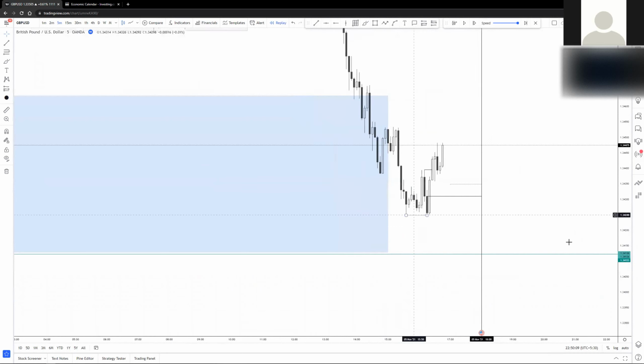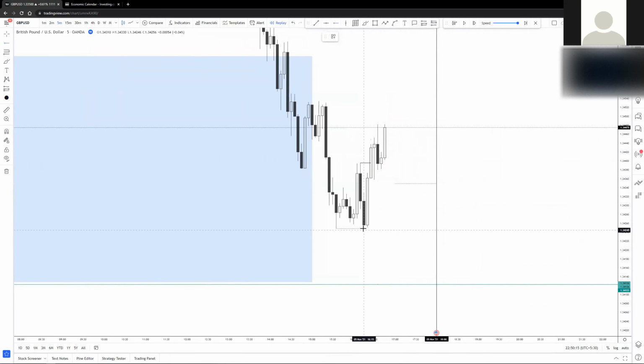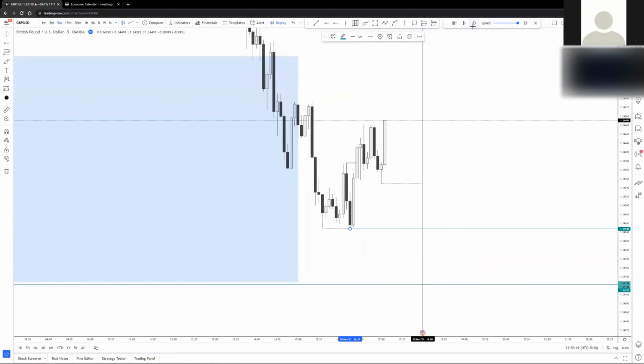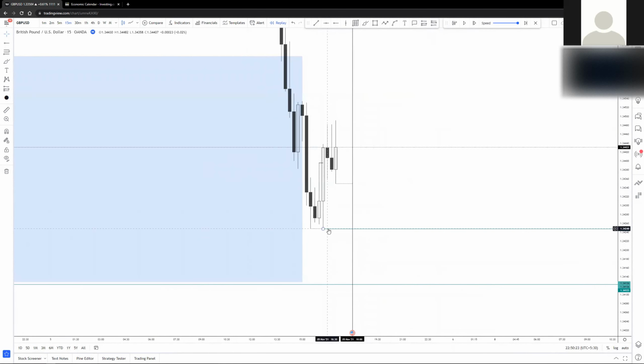Why did I choose the body? Why did I use the body? It's like this, because what did I tell you? Lower time frame trade in range, higher time frame point of interest, right? Higher time frame point of interest. So on the 15 minute, what did we have? The wick that cleared out the liquidity.